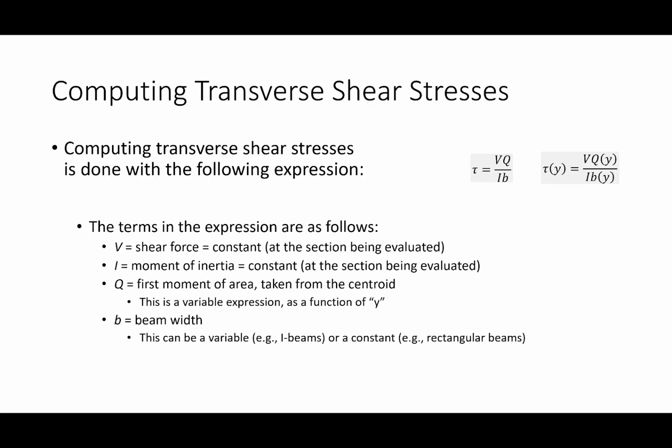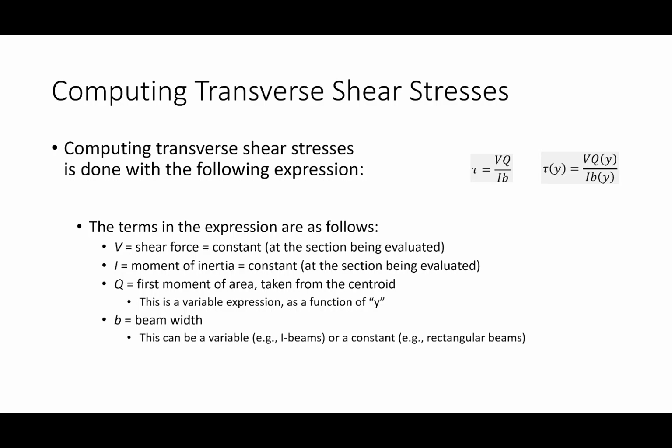The moment of inertia, that's also constant. That's the letter I. So VQ over Ib. At a given cross-section, V is going to be constant, I is going to be constant. What's going to be a variable? Well, the first thing that's going to be a variable is this term Q. We use Q to represent the first moment of area. And basically that's just the area times the distance taken from the centroid.